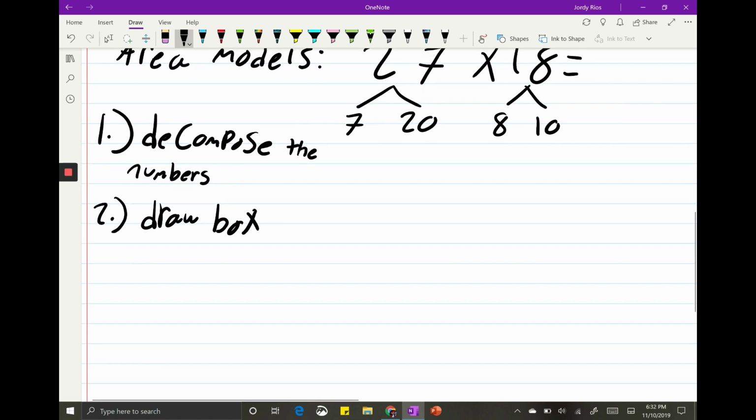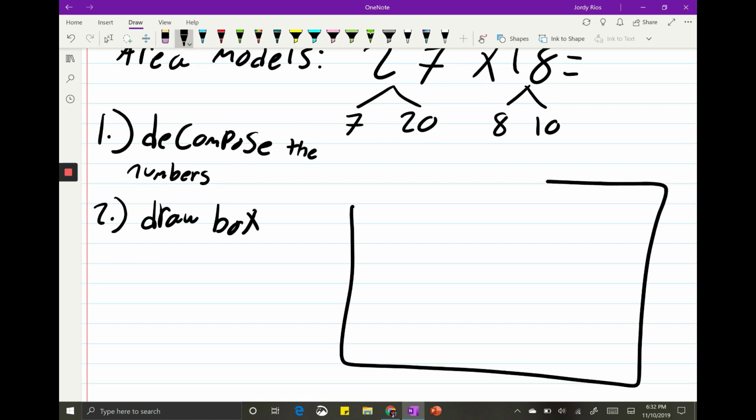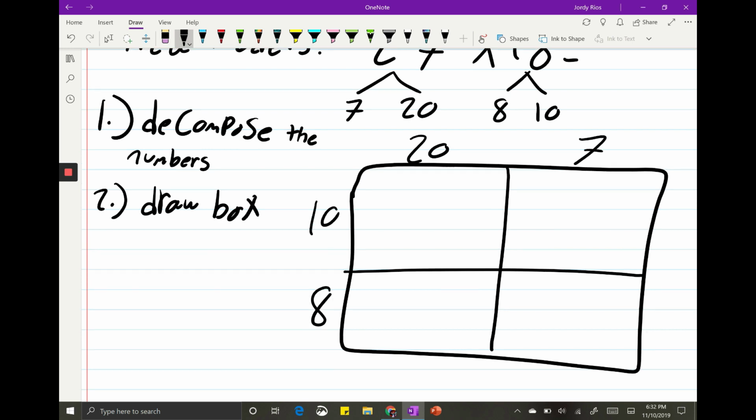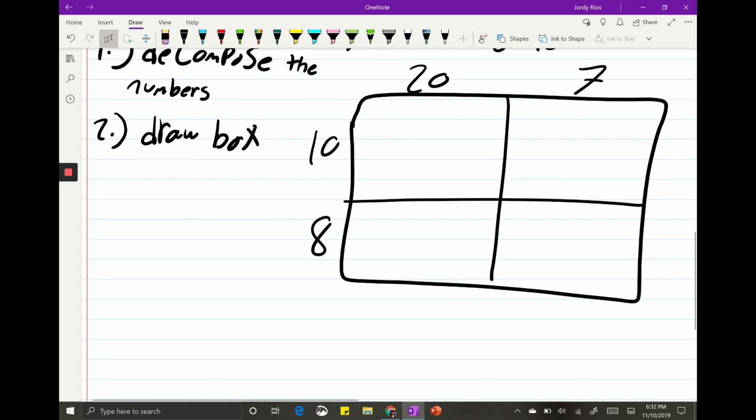Okay, so let's draw our box and draw 4 boxes. Okay, so over here I have 27 and 10 and 8. Okay, 27. So with this box, I'm multiplying whichever's touching it, 20 and 10.